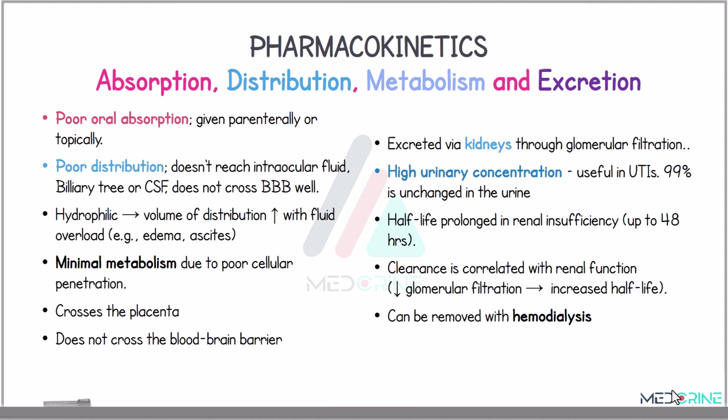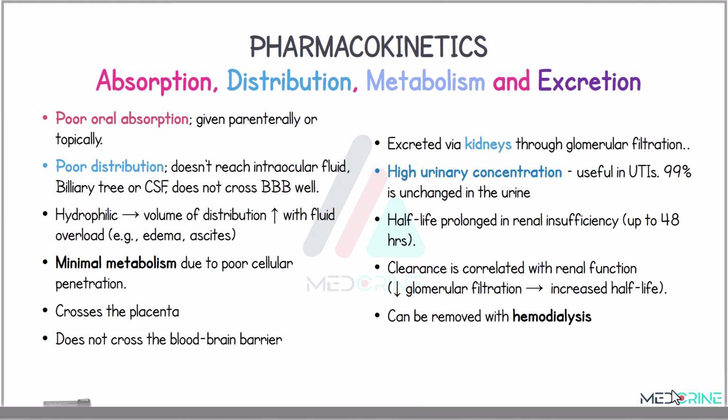When looking at the pharmacokinetics and pharmacodynamics, aminoglycosides are known to have a poor oral bioavailability. This is the reason why the majority of these aminoglycosides are administered parenterally or topically. They have a poor distribution to the tissues, meaning they don't reach intraocular fluid levels or biliary tree concentration, and they do not cross the blood-brain barrier well. Therefore, you don't expect their concentration in the cerebrospinal fluid to be quite high.